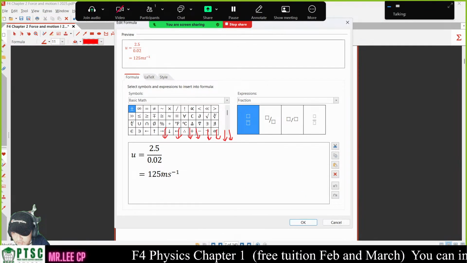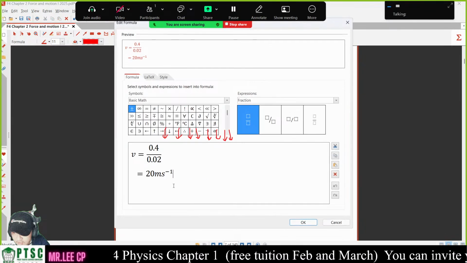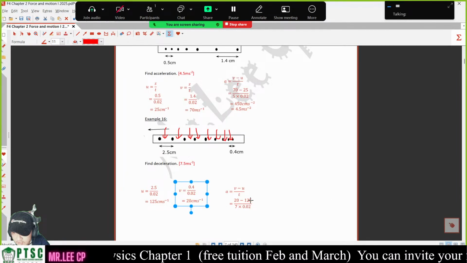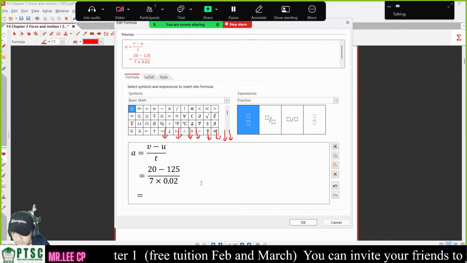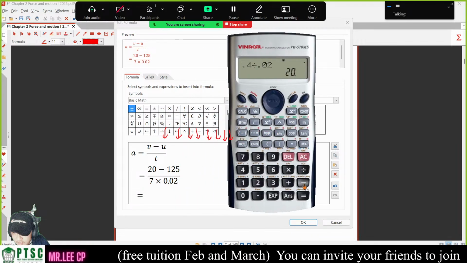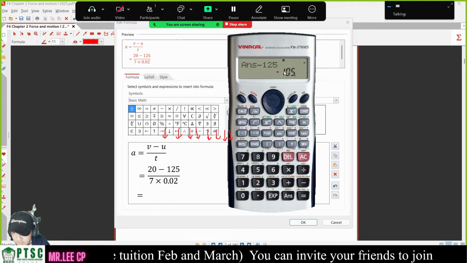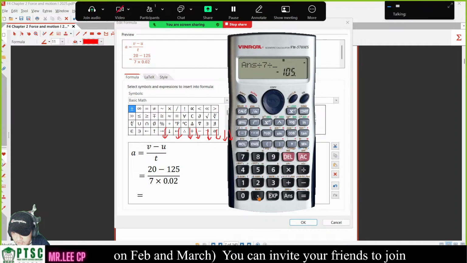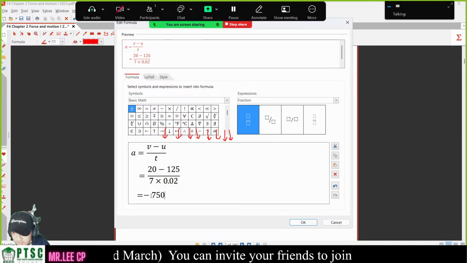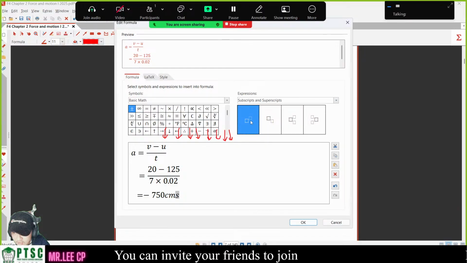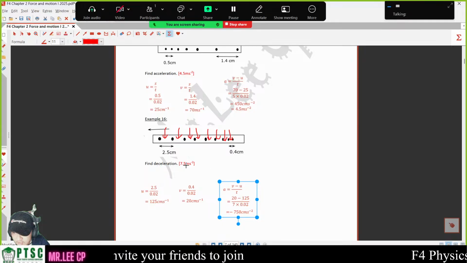Okay, now we press the calculator to see how much it is. 20 minus 125 equals negative 105, divided by 7, divided by 0.02. You get negative 750 cm s^-2. If you want to change it to meters, you move 2 decimal places, which is 7.5.